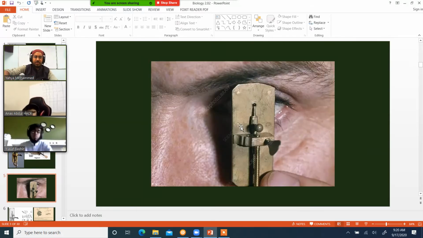So let's take a look at the next picture. This is how you use this microscope. You take a look at this. You put the sample on the edge of this pin.